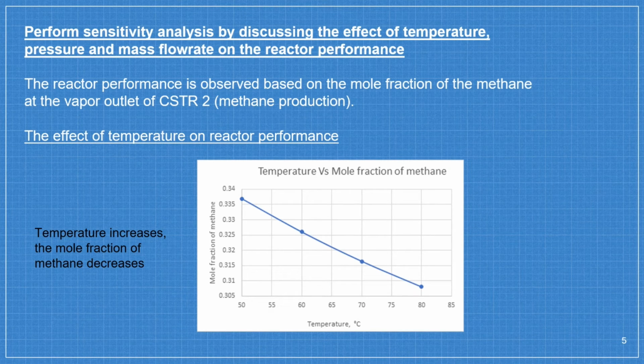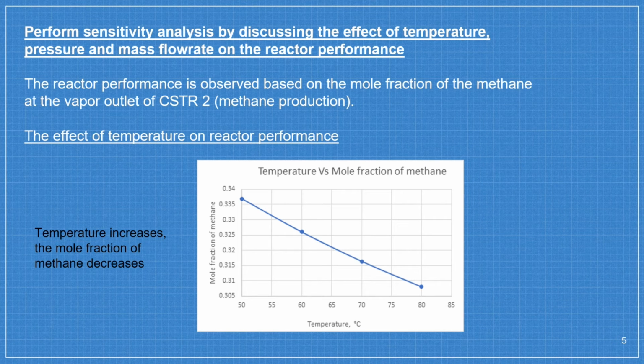Lastly, we are required to perform sensitivity analysis by discussing the effect of temperature, pressure and mass flow rate on the reactor performance. The reactor performance is observed based on the mole fraction of methane at the vapor outlet of CSTR2, which is the methane production of this process. So for the first effect, temperature on reactor performance, from the graph we can see that if the temperature increases, the mole fraction of methane will decrease.